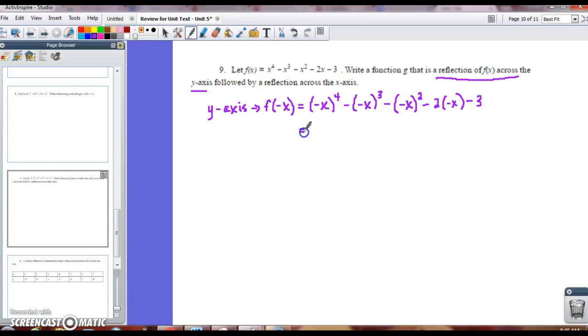We talked about this in class: whenever your exponent is even, that turns a negative number into a positive number. If I multiply a negative number 4 times, it makes it positive. So negative x to the fourth is going to be the same as x to the fourth. Negative x to the third will still be negative, but I also have this negative in front. So now I have positive x to the third.